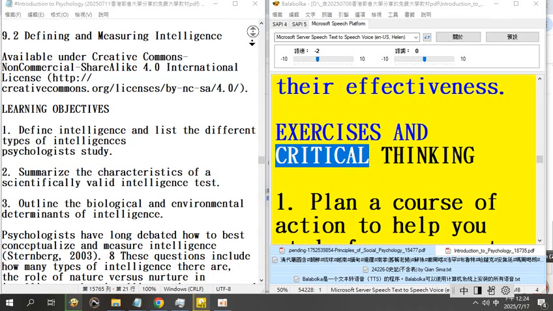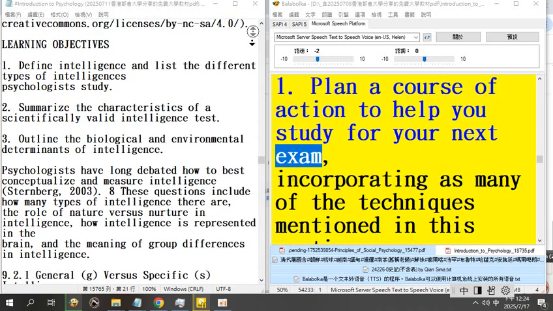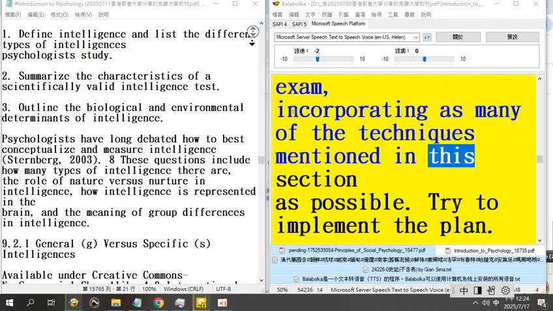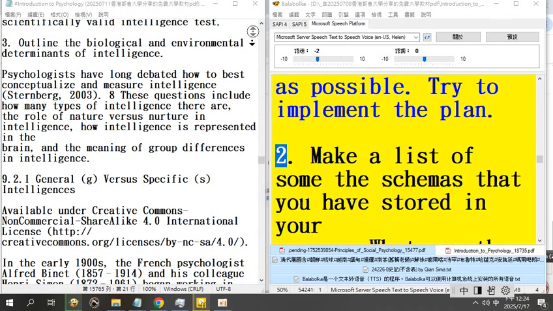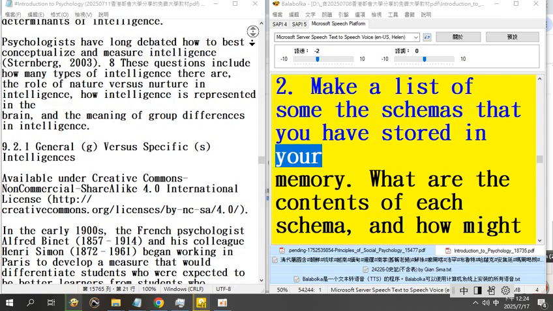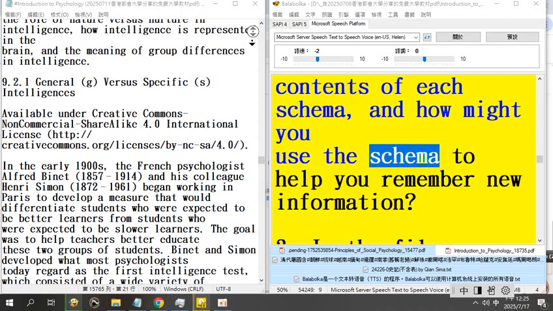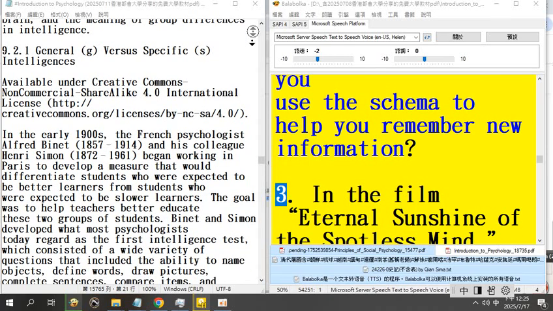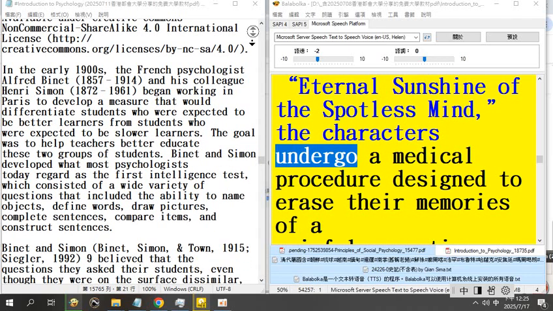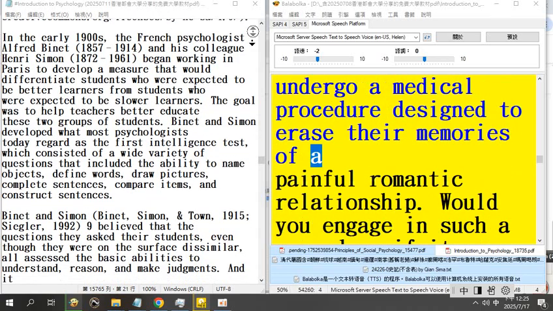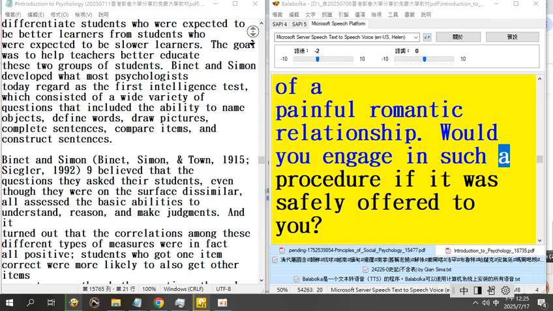Exercises and critical thinking. 1. Plan a course of action to help you study for your next exam, incorporating as many of the techniques mentioned in this section as possible. Try to implement the plan. 2. Make a list of some of the schemas that you have stored in your memory. What are the contents of each schema, and how might you use the schema to help you remember new information? 3. In the film Eternal Sunshine of the Spotless Mind, the characters undergo a medical procedure designed to erase their memories of a painful romantic relationship. Would you engage in such a procedure if it was safely offered to you?